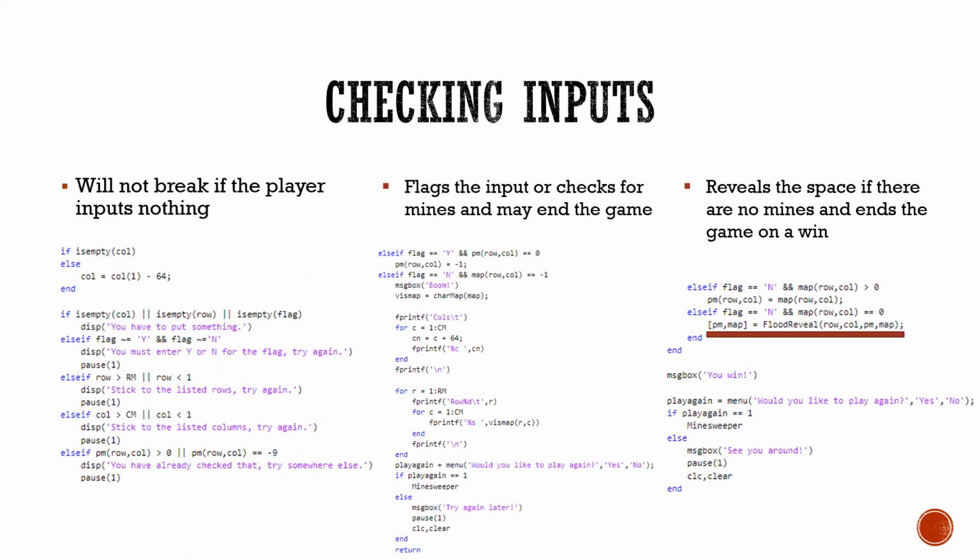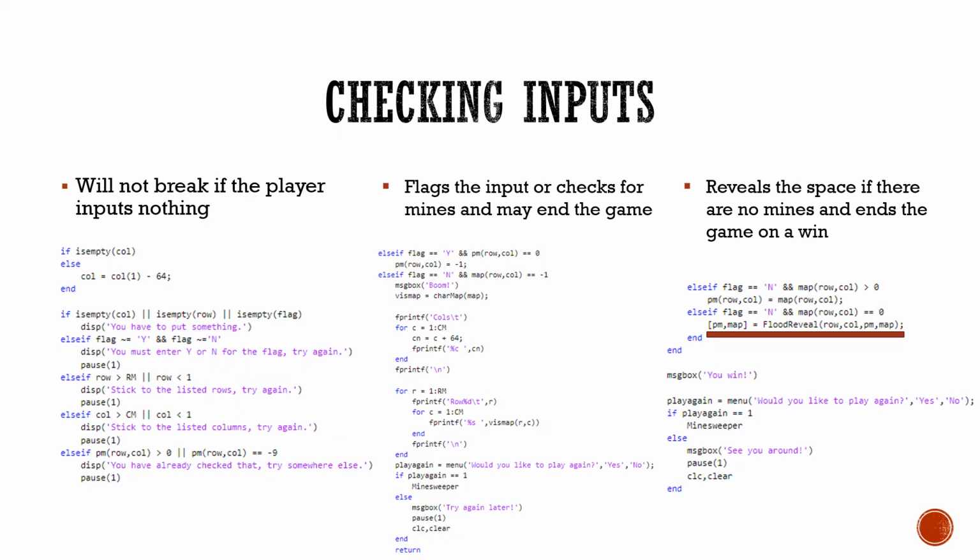So checking inputs. On the left here, we have the isempty function. This makes sure the game does not break if the player inputs nothing. The rest makes sure that inputs are within the boundaries of the map. So you can't say, oh, this mine in row 1, column 1000, because that does not exist.